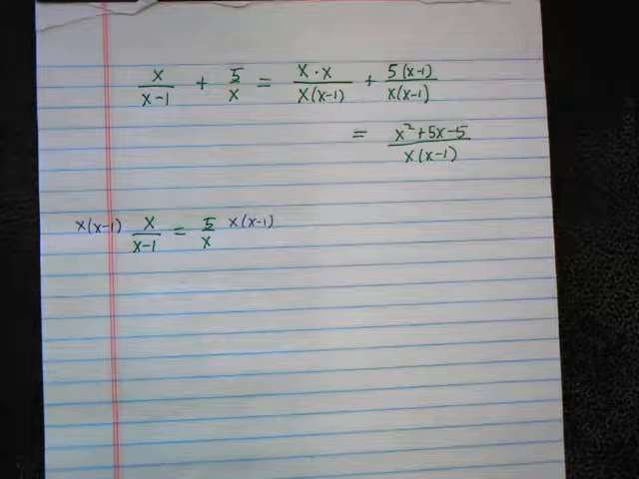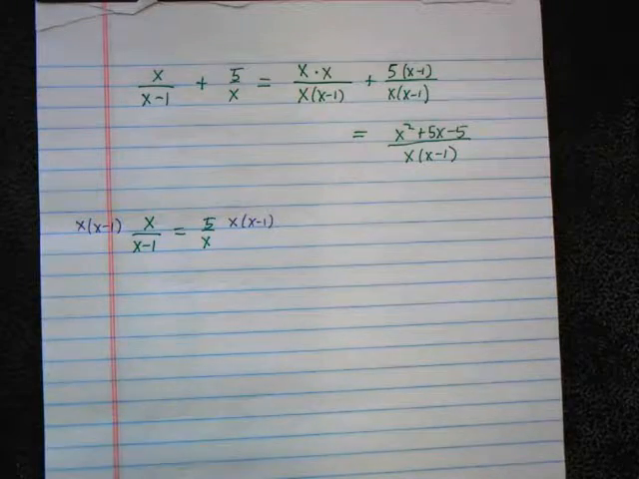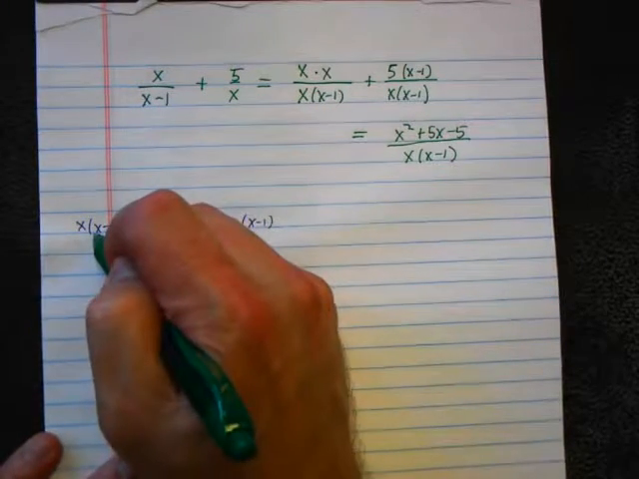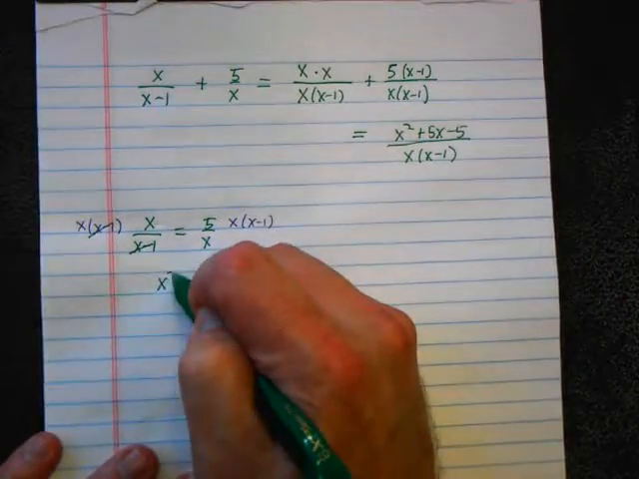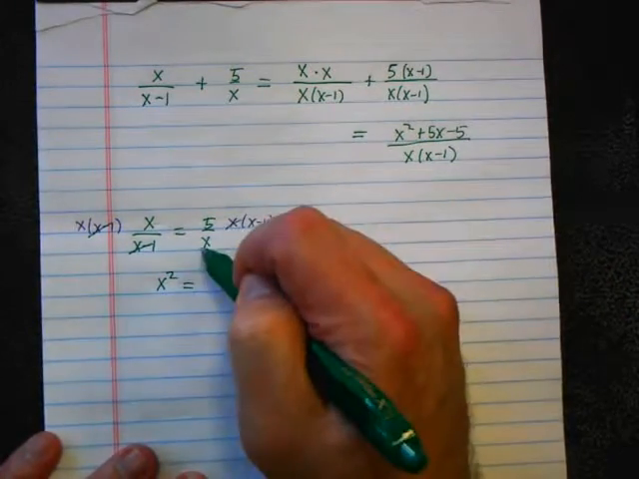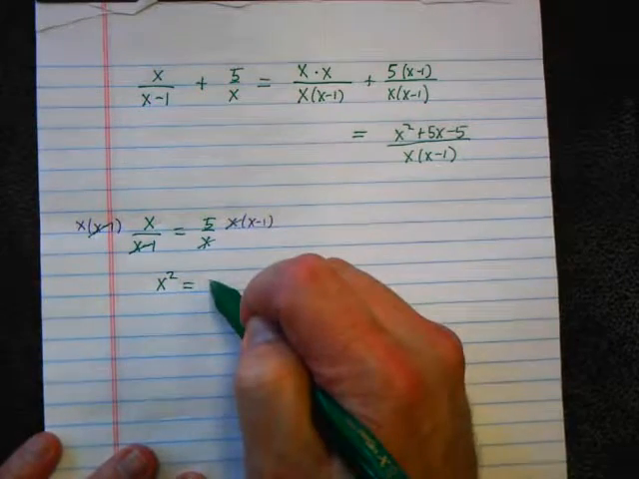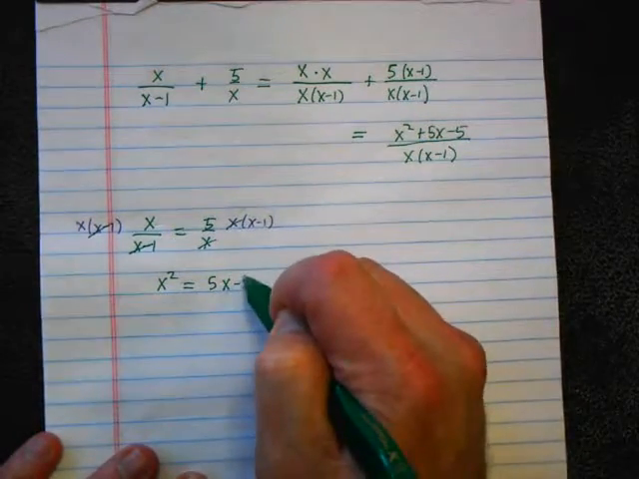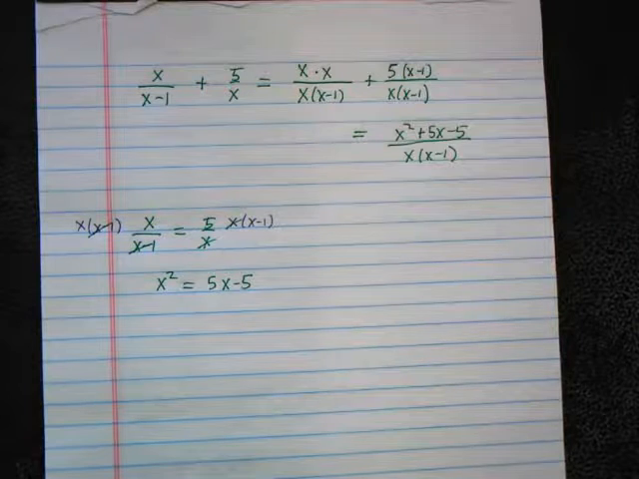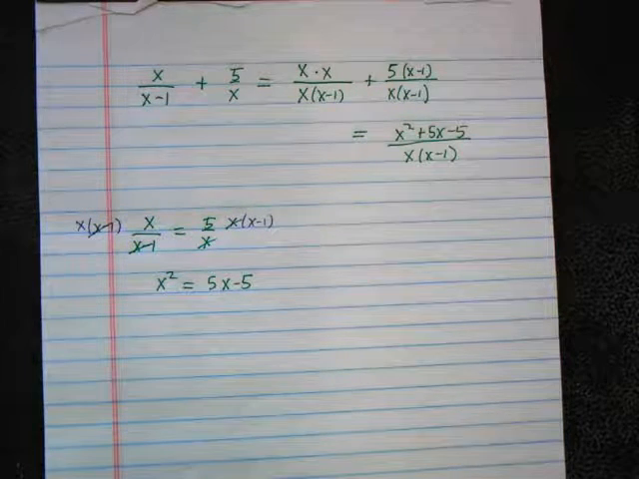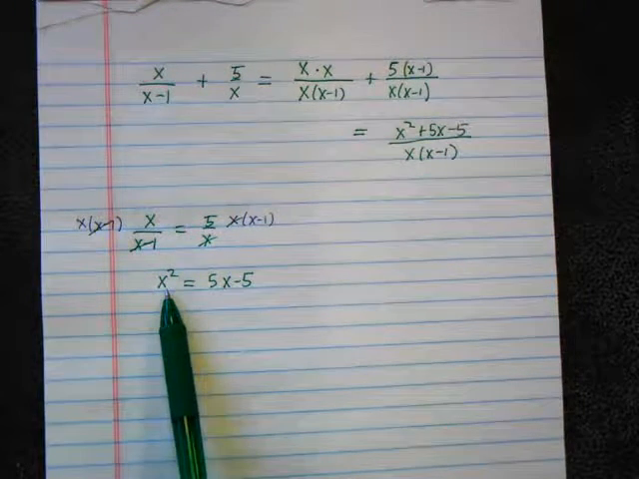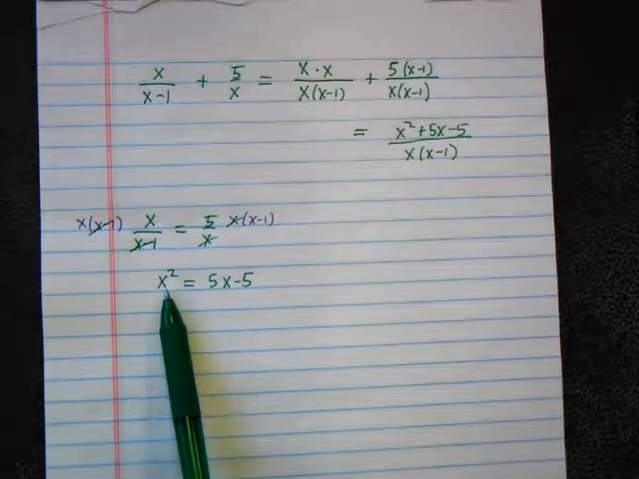Equations, you wipe them out. That's the only time. Well, those go away, right? So I have x squared equals, and then these go away. I have 5x minus 5. The problem we have right now is this equation is not linear because it's got an x squared, and we don't know how to solve non-linear equations yet.